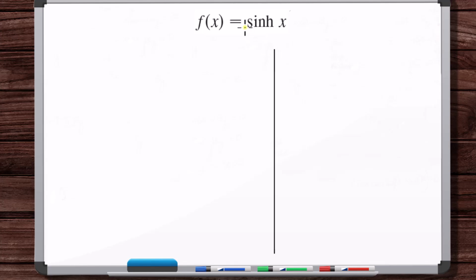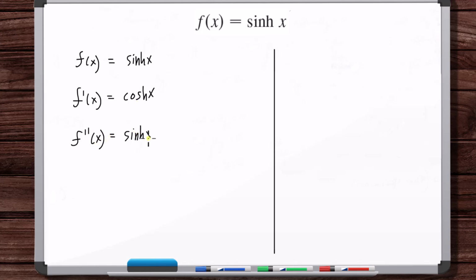Now, remember with the hyperbolic functions, the derivatives are similar to the derivatives of trig functions. So we've got f of x is equal to the hyperbolic sine of x. Actually, the derivatives of hyperbolic sine and cosine are simpler than trig functions. So that's the same, but then the derivative of hyperbolic cosine is just positive hyperbolic sine. So there's the pattern right there. We actually could have just stopped here.